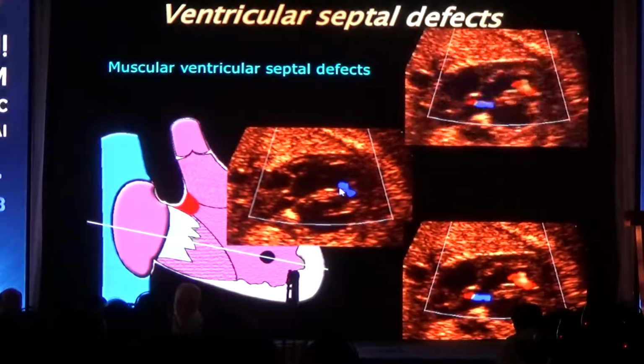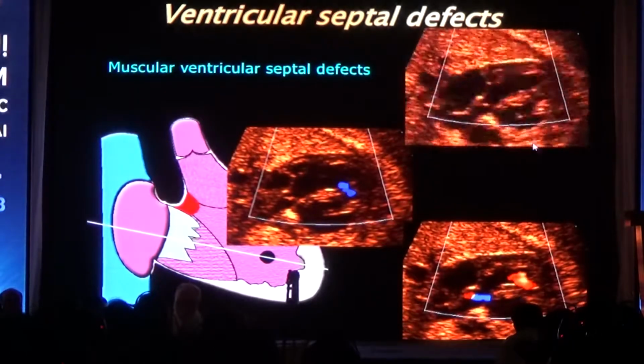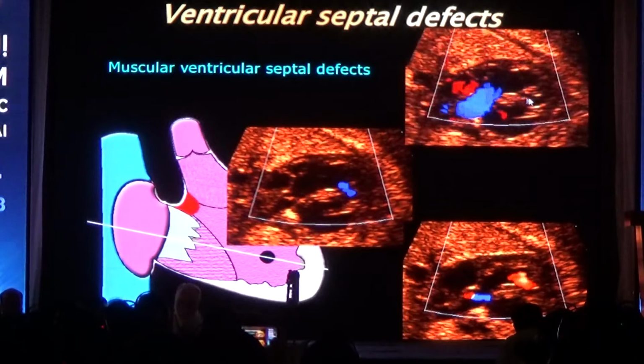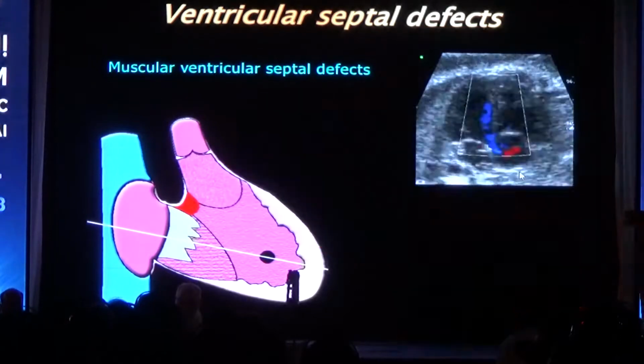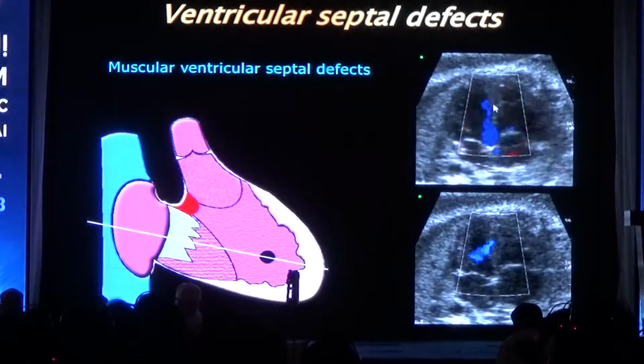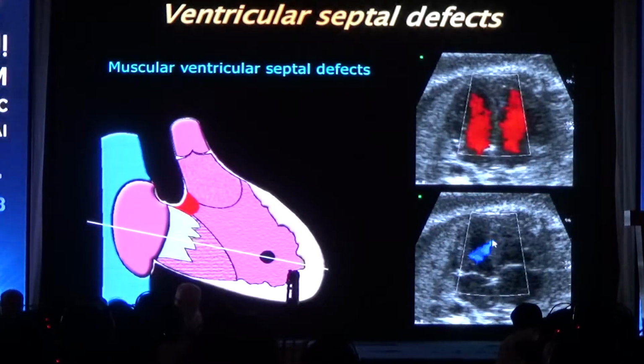Another example here, you can see blue in one direction, red in the other direction, and you can see that in grayscale, there's just a little line here which would be very easy to miss. So be careful about this. Another example, you can see the jet over here quite clearly, and if you don't have the color at the proper time, you may easily miss it.